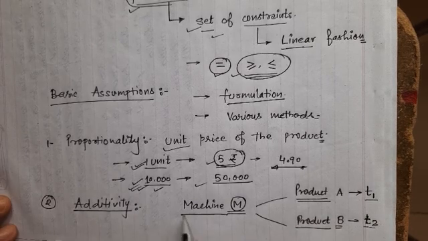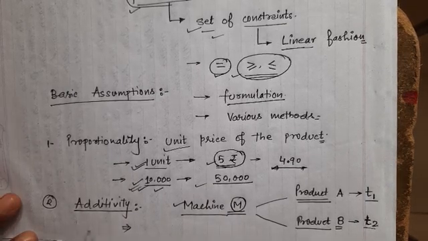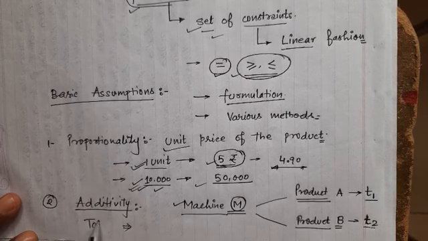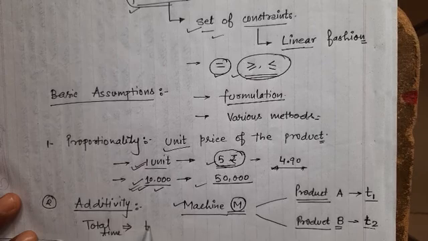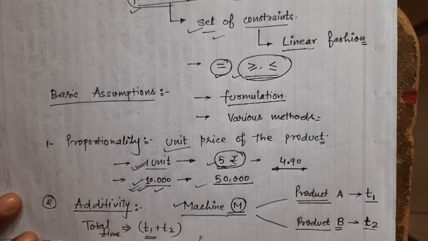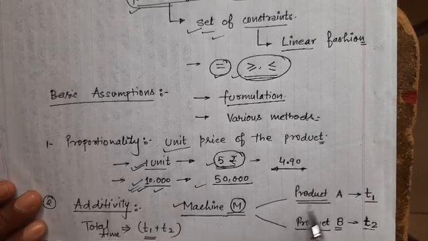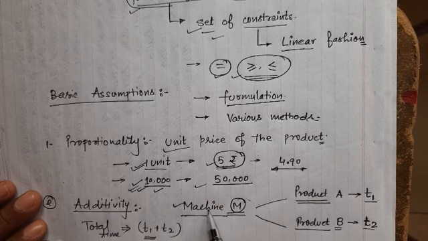So the total machining time we represent as total time, that is how much time this machine M is run. So that total time will be T1 plus T2, T1 plus T2. But in a real situation, what will happen when this product A is on the machine M?